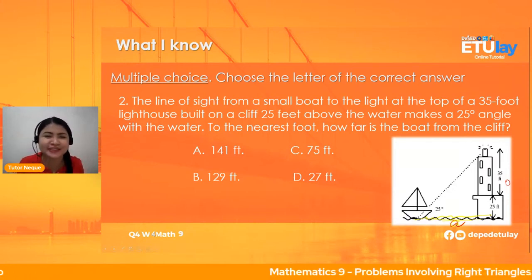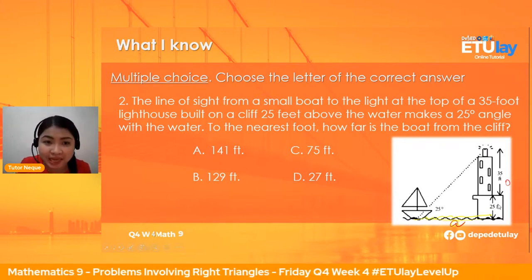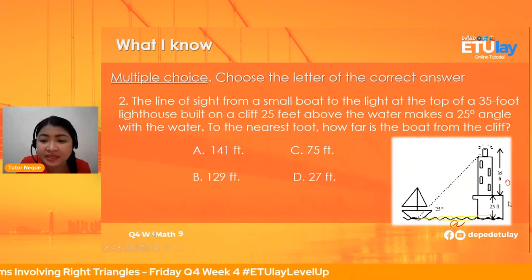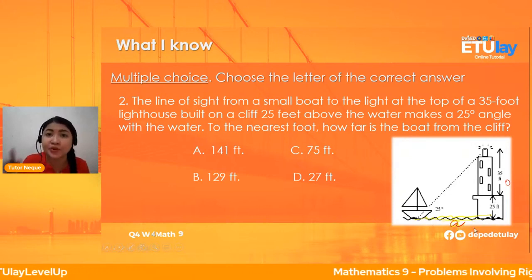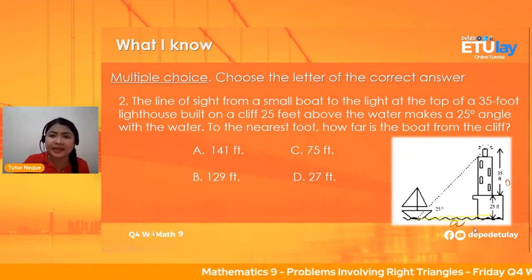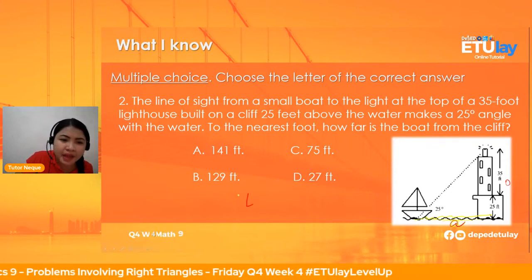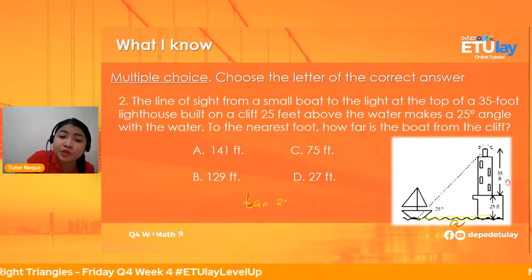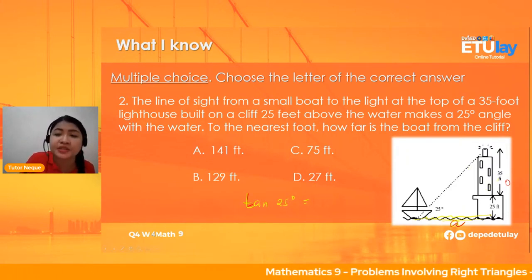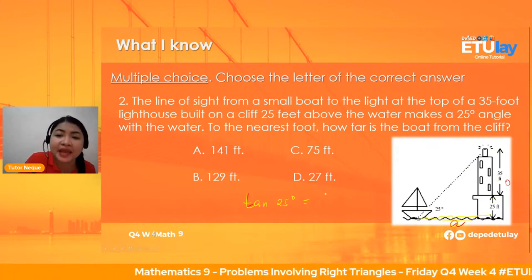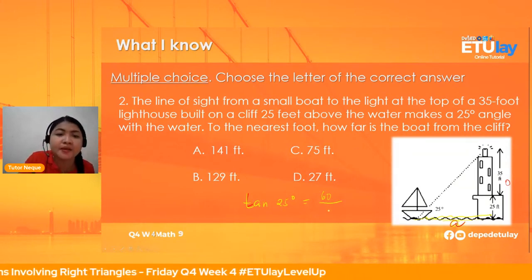Alright. So we have here, once again, ang given natin ay opposite side, 35 feet. Ito naman, 25 feet. And we also have the adjacent side. So we know, tangent ang pwede nating gamitin. So once again, tangent 25 degrees is equal to opposite, which is the total, of course, 35 plus 25. That is 60 over adjacent, which is the unknown.